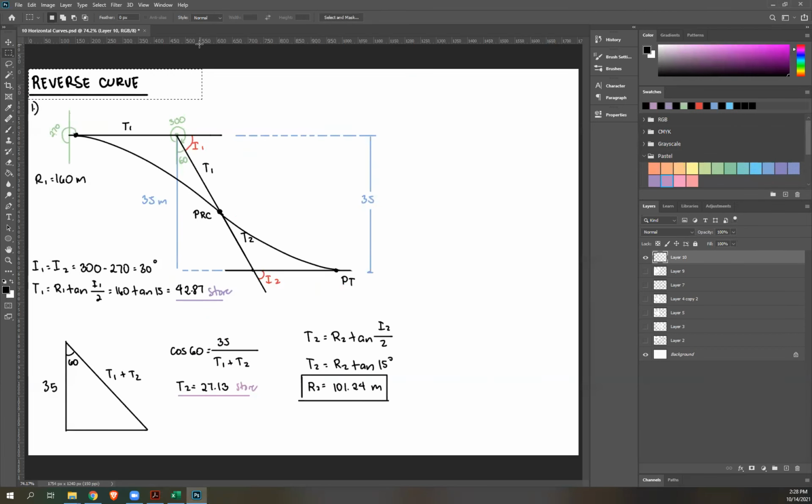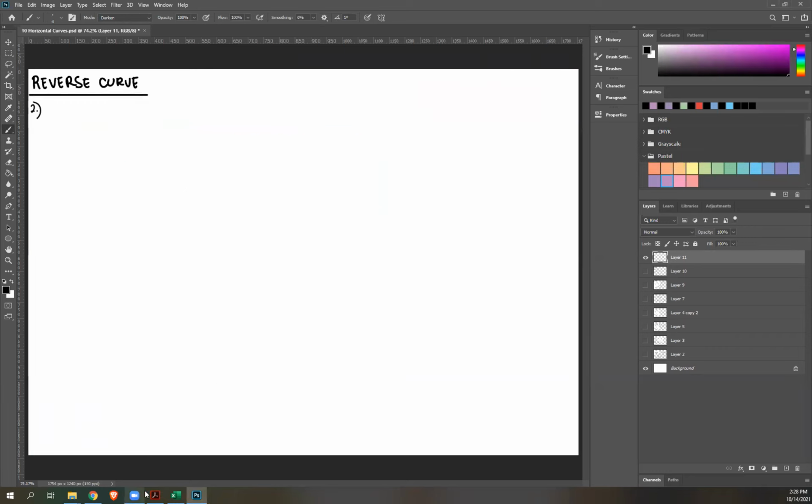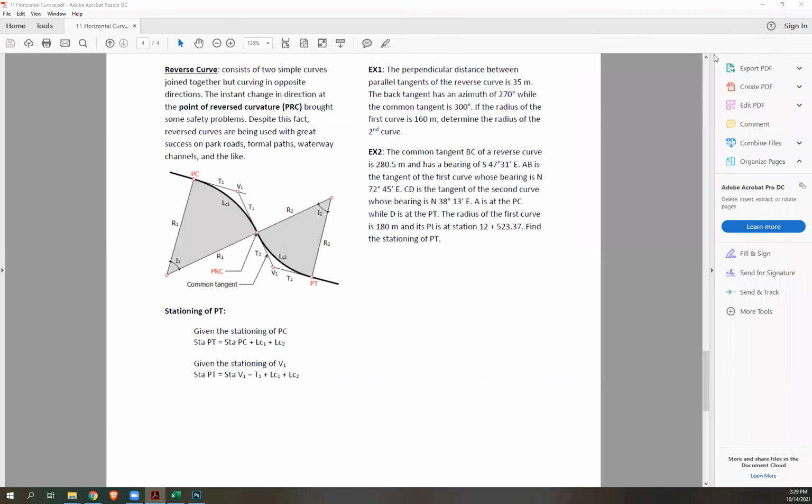Last question for today. Number 2. The common tangent BC of a reverse curve is 280.5 meters and has a bearing of south 47°31' east. AB is the tangent of the first curve whose bearing is north 72°45' east. CD is the tangent of the second curve whose bearing is north 38°13' east. A is at PC while D is at PT. The radius of the first curve is 180 and its point of intersection is at station 12 plus 523.37. Find the stationing of PT.